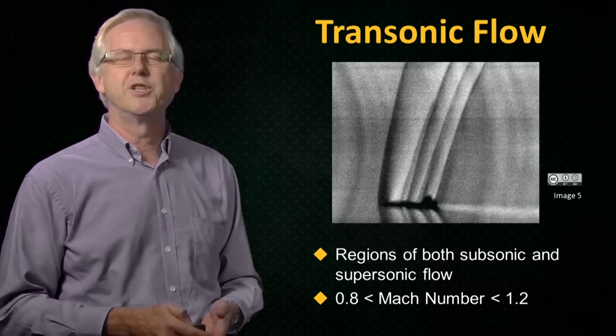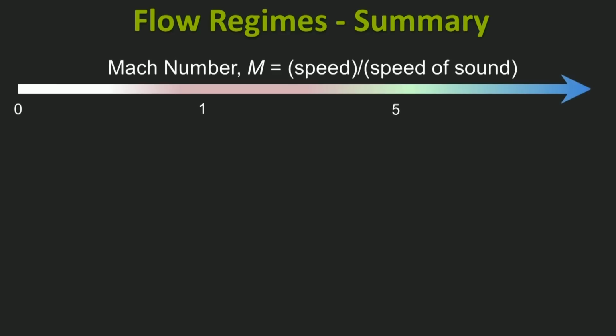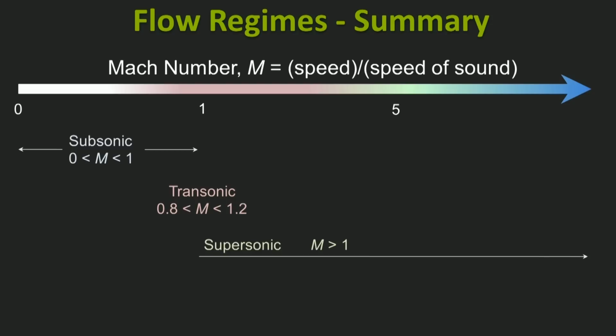So we can summarise the flow regimes as follows. We look at the Mach number being defined as the speed of the object divided by the speed of sound. And we've got a line here taking us from Mach 0 up to Mach many. We say between Mach 0 and 1 that the flow is subsonic. Around that Mach 1 region, from maybe Mach 0.8 to 1.2, we call transonic, where there's regions of subsonic and regions of supersonic flow. Anything above Mach 1 we refer to as supersonic, and that region above Mach 5 of supersonic flows we call hypersonic.